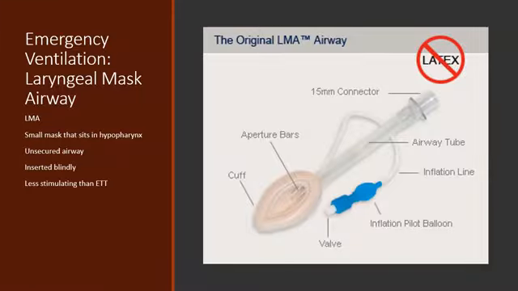Next, we'll talk about a laryngeal mask airway, or LMA. This is a small mask that sits within the hypopharynx. And so it's really nothing more than an intraoral version of a face mask. It's inserted blindly, and you can see from the diagram the aperture bars in the opening, and that's the inside part that actually will face the vocal cords. And so that cuff is inflated, and that seals off more or less around the vocal cords in the hypopharynx, and allows you to ventilate the patient.